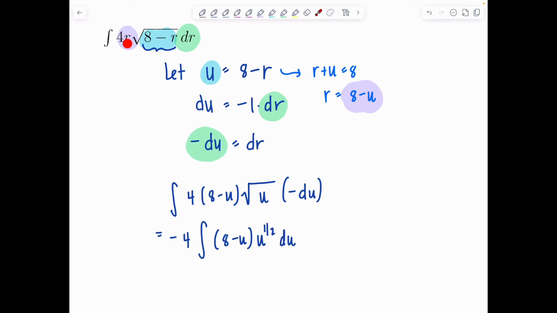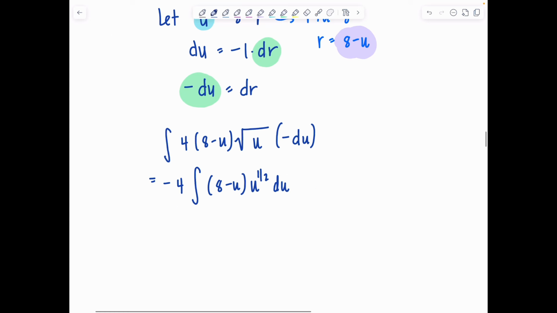See, there was only one term outside, now there's two. There were two terms under, now there's one. They basically swap places. Okay, let's get this show on the road then. Negative 4 integral 8u to the 1/2 minus u times u to the 1/2 is u to the 3/2 du. And then now we're going to add 1 to the exponent, divide by the new exponent.